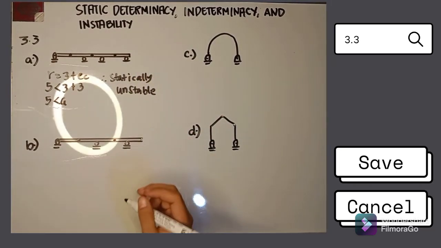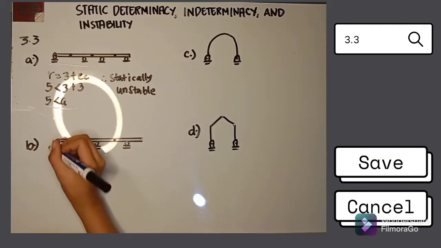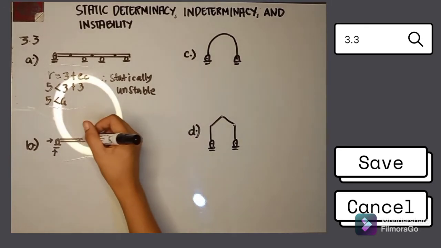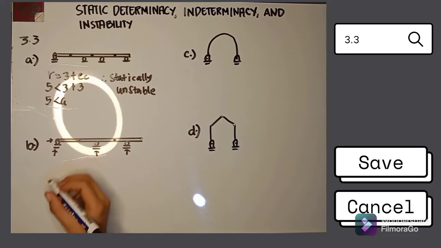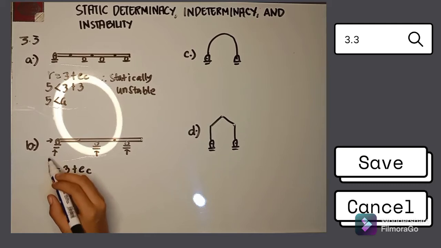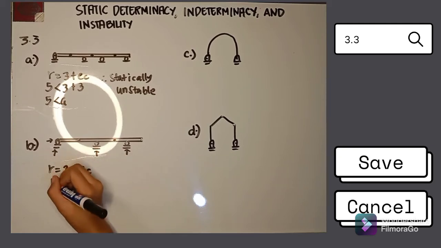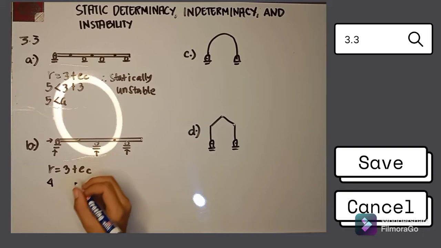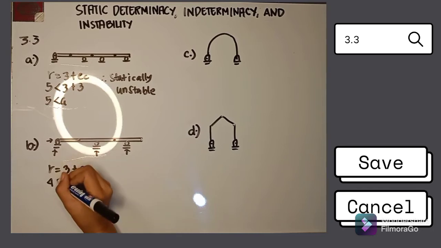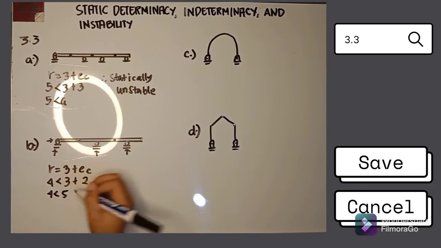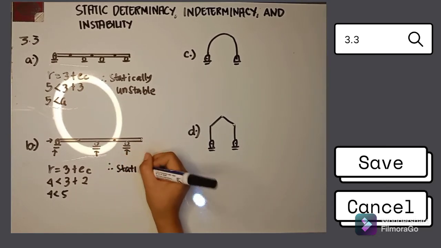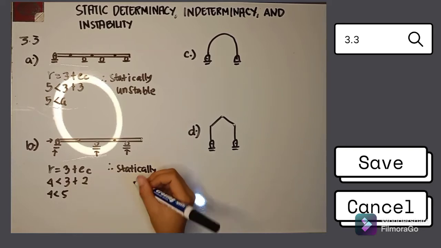For letter B, we also have again this beam that is supported by one hinge and two rollers with two internal hinges. So R is equal to 3 plus EC. For the total number of external reactions, we have 1, 2, 3, 4. So 4, compared to 3 plus EC, 2, so 5. Meaning 4 is less than 5, then this is also statically unstable.